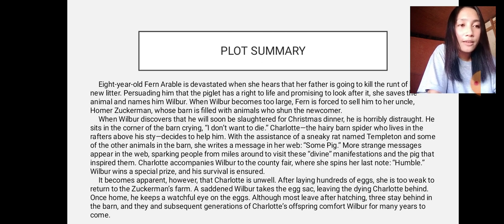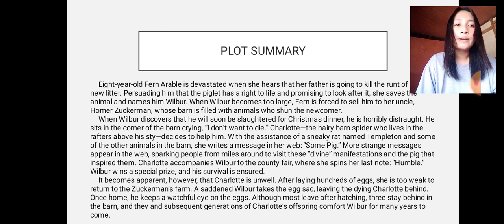The hairy barn spider who lives in the rafters above his pen decides to help him. With the assistance of a sneaky rat named Templeton and some of the other animals in the barn, she writes a message in her web: "Some pig." More strange messages appear in the web, sparking people from miles around to visit these divine manifestations in the pig that inspired them. Charlotte accompanies Wilbur to the county fair, where she spins her last note.